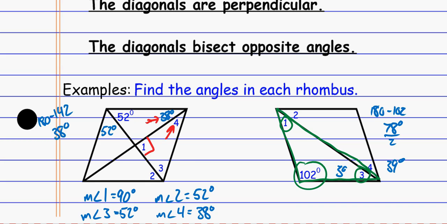So this angle has to be 39 degrees. This one has to be 39 degrees. And since we already decided when we looked at this that all of these angles are the same, guess what? They're all 39 degrees. That's one of the special things that can happen when we're looking at the diagonals of a rhombus.